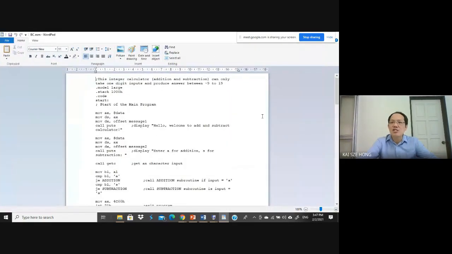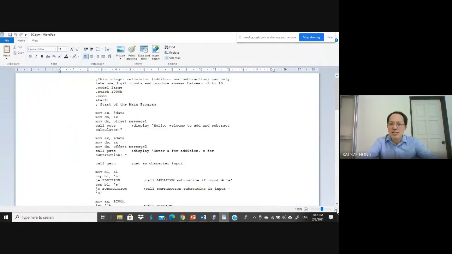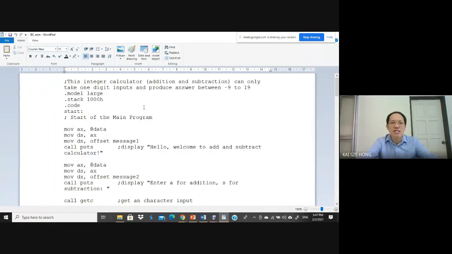Okay, so this is actually the Intel assembly language. It's the computer that you use right now. This is the integer calculator for addition and also subtraction. You can only take one digit input and produce an answer between -9 to 19.